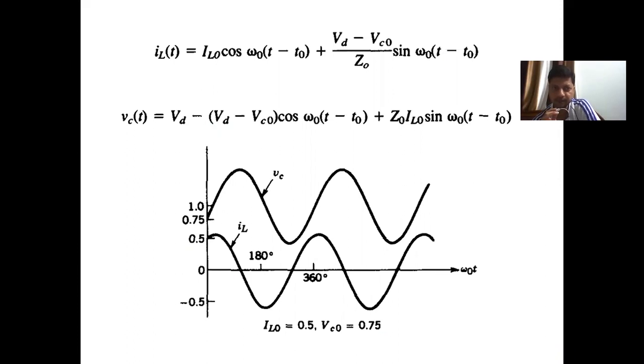So if you plot this inductor current and the capacitor voltage in per unit, where we can take the base voltage as Vd and the base current equal to Vd by Z0, these are the waveforms that you get for initial inductor current equal to 0.5 per unit and initial capacitor voltage equal to 0.75 per unit. So what you see basically is that the inductor current is a sinusoid that is passing through 0 at regular intervals. Those intervals are decided by the angular resonant frequency omega 0.